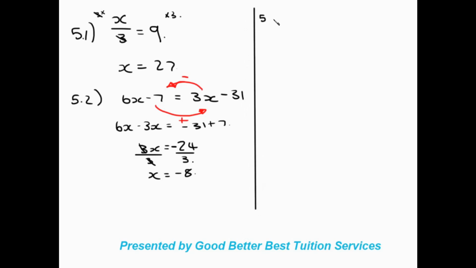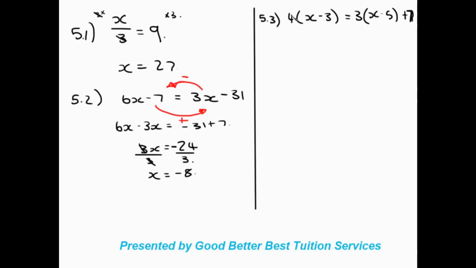So we're moving on to 5.3 now. 5.3 gives us 4(x - 3) = 3(x - 5) + 7. Okay, so let's go by working this out.